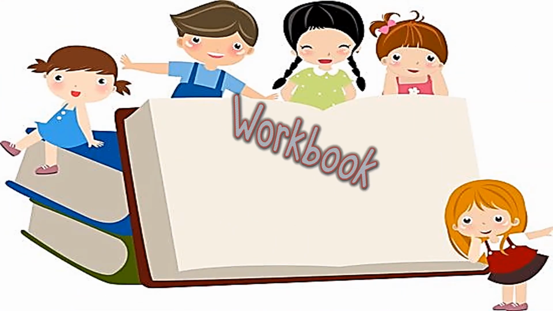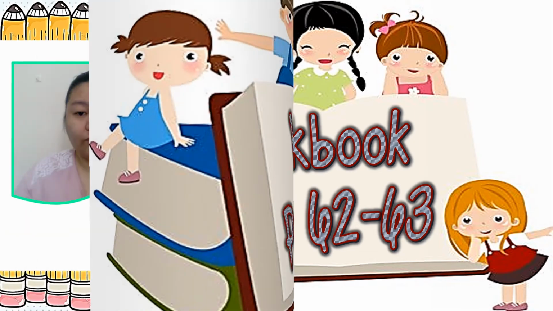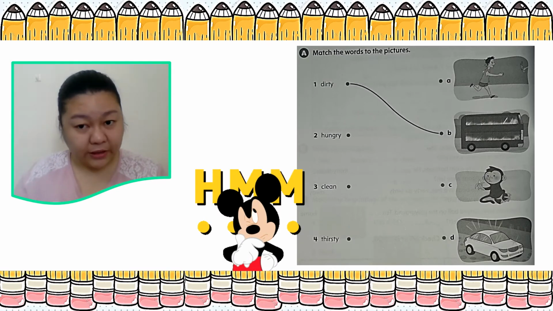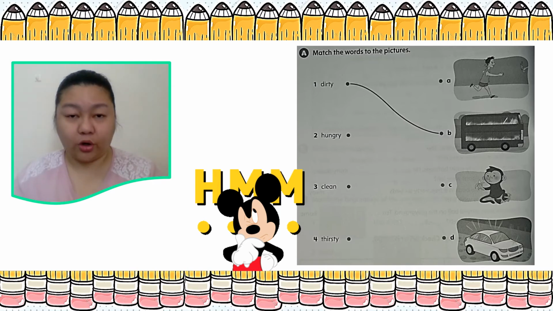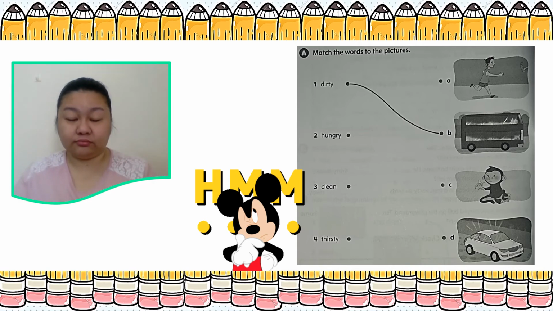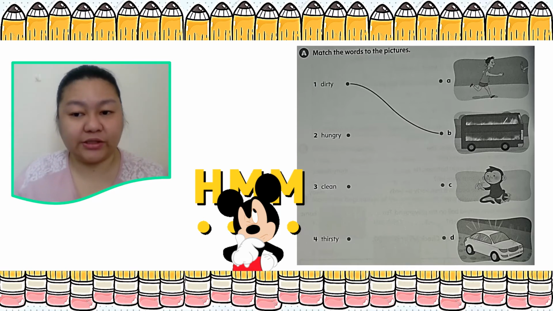Workbook, pages 62 and 63. Match the words to the pictures. So look at all the pictures here and all the words. You have to connect them. Which best describes the picture? Ready? Let's begin. So for example, number 1, the word dirty.